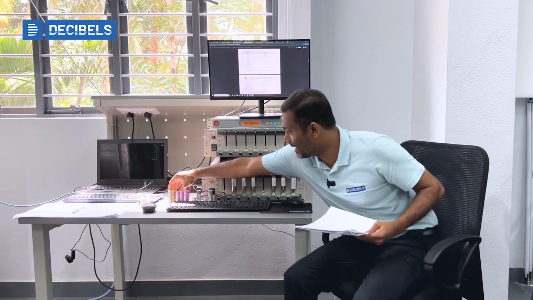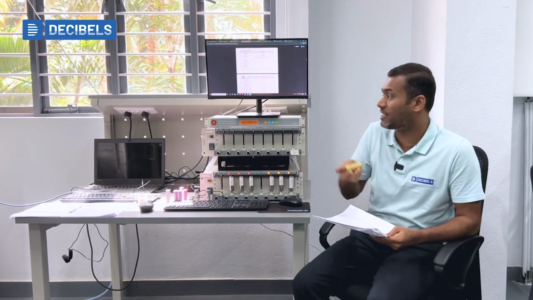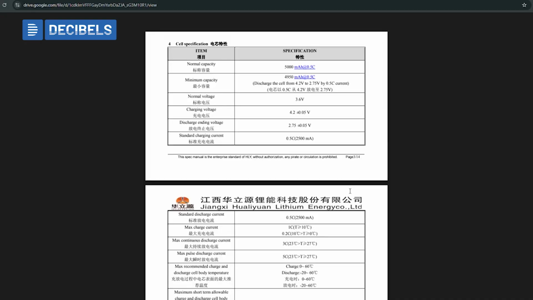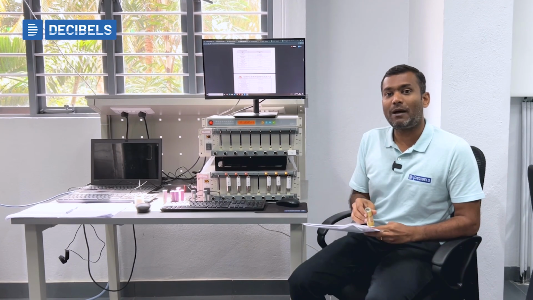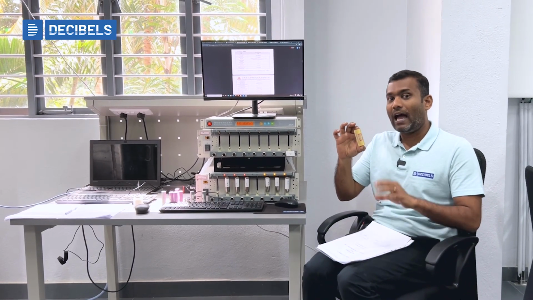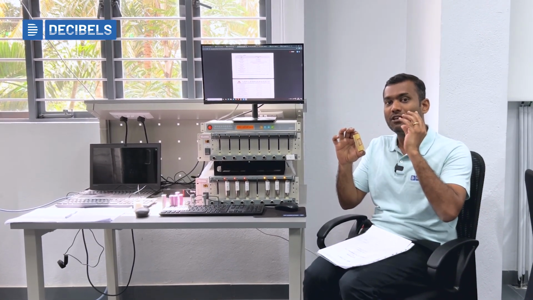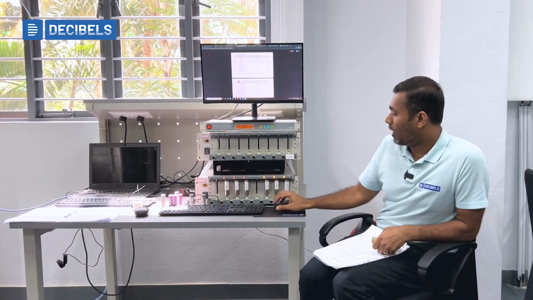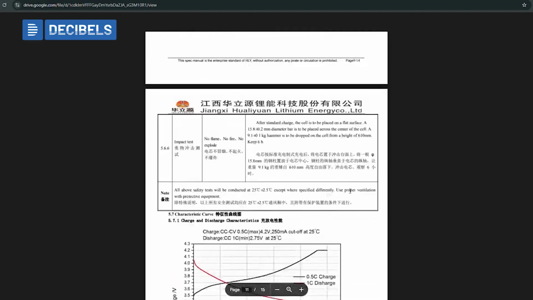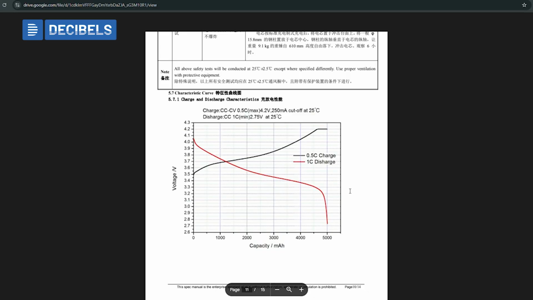So let's take this cell. We have an HLY26650, which is an NMC cell. The supplier has mentioned 5000 milliamp hour at 0.5 C of discharge. That means the supplier is defining the capacity of this cell at a specific discharge C rate. And if you go slightly below, the supplier gives information of a curve, which includes the charging curve and also the discharging curve.